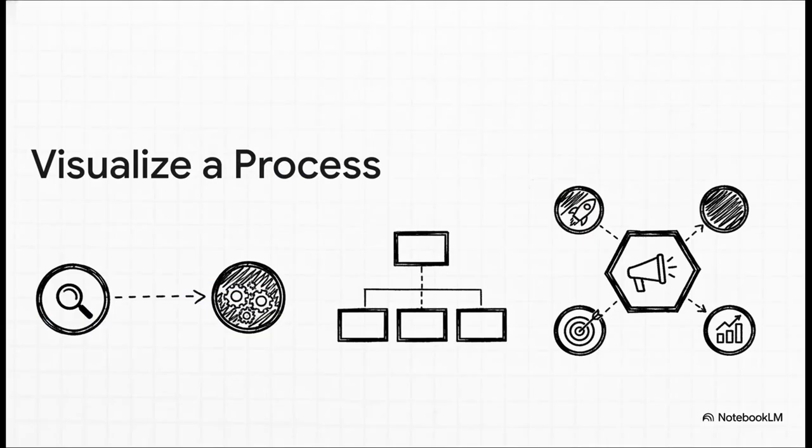Now let's bring that into the office. Instead of a plant's life cycle, how about a project's life cycle? From that first idea all the way to launch. Or you could use a hierarchy chart to quickly show who's on a team and what their roles are. Or maybe you want to lay out the 3 key steps in a new sales strategy. See? The possibilities here are basically endless.